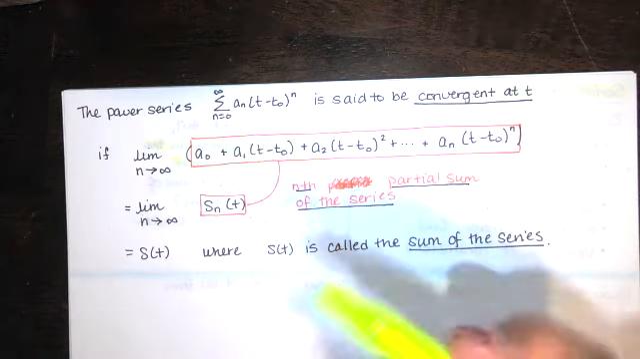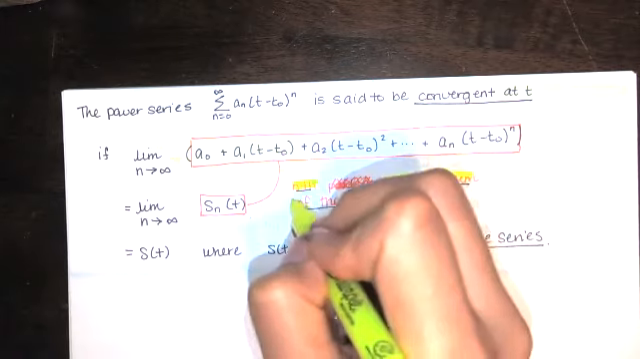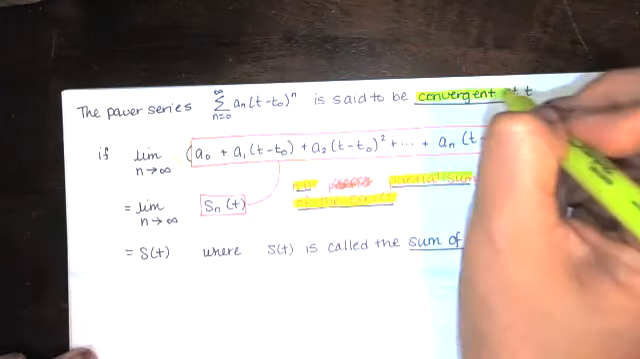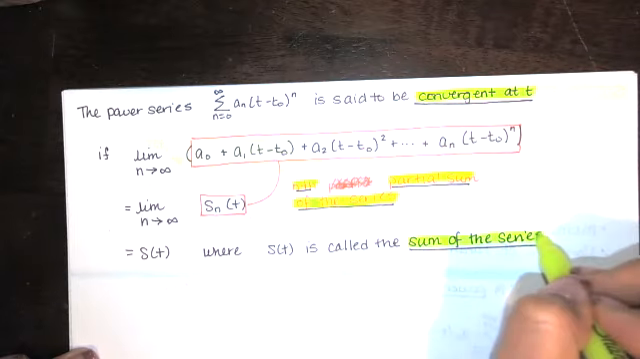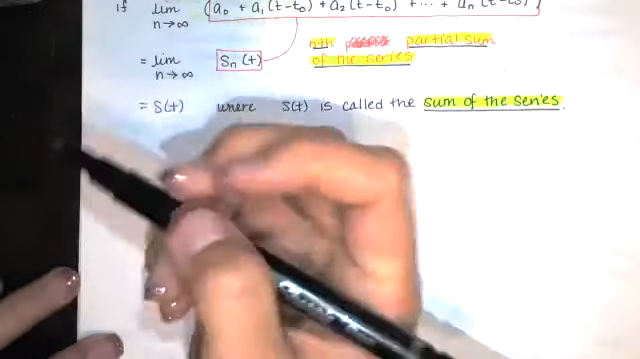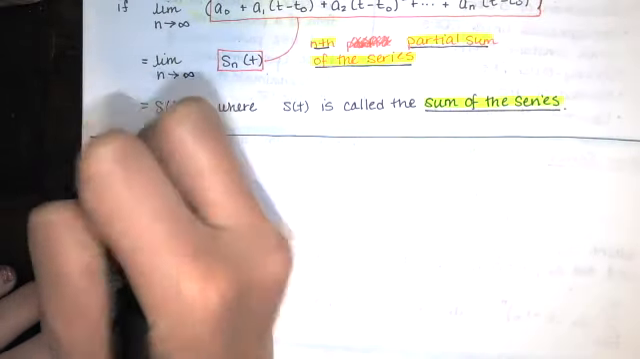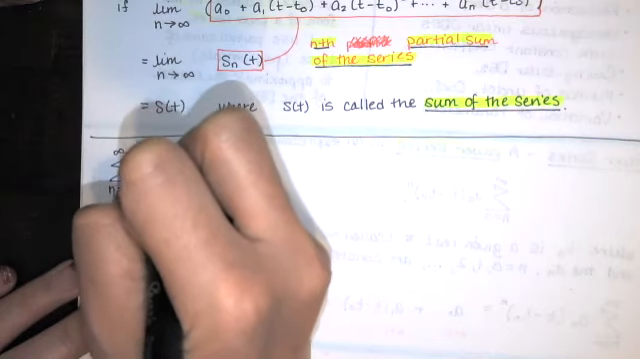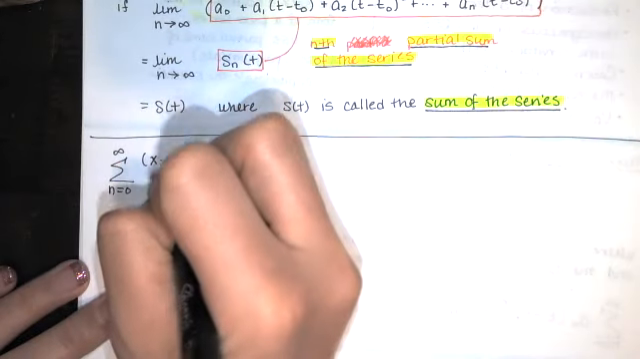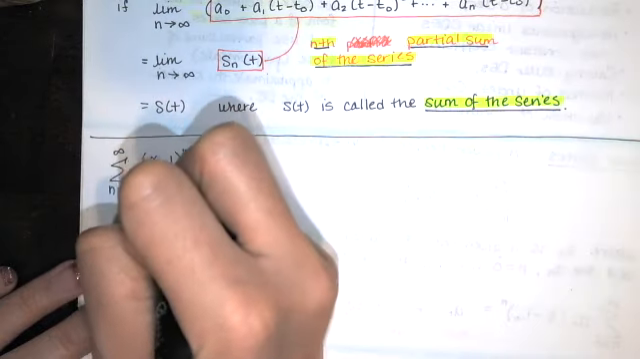Now, I recognize that this is pretty abstract for most of my students. So let's make it a little bit more concrete. Let's look at a particular power series. So we have the sum as n goes from 0 to infinity of (x minus 1) to the nth over 2 to the n.